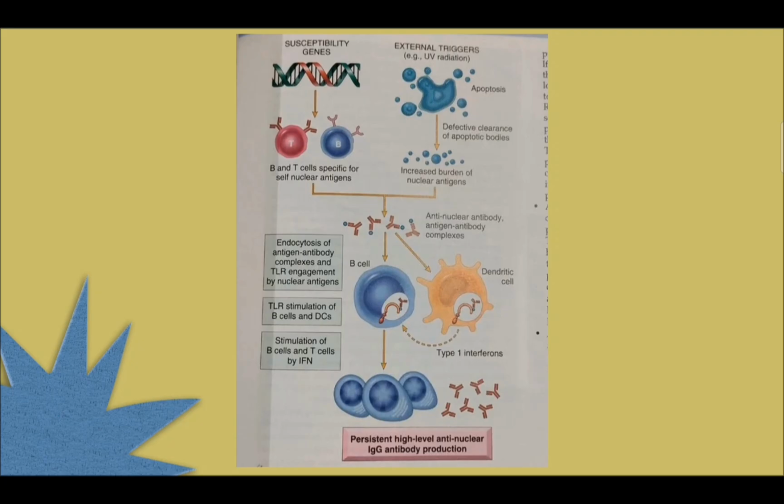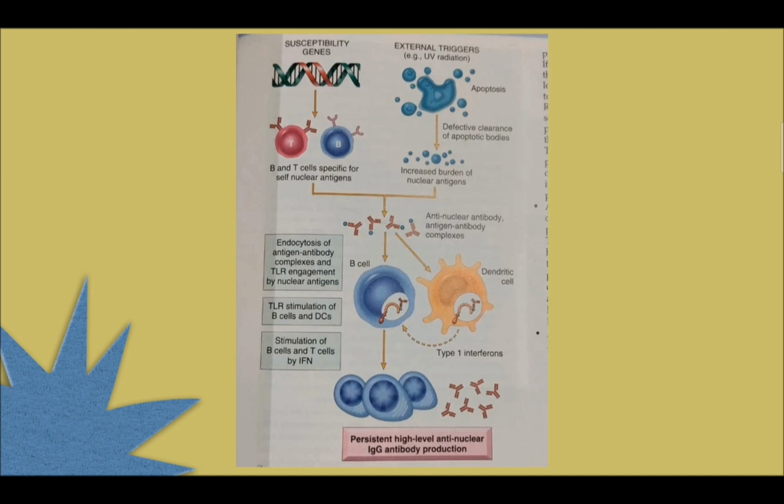TLR engagement by nuclear antigens. Nucleic acid components of the immune complexes bind to TLRs of B cells and DCs. TLR stimulates B cells and DCs. So binding to TLR stimulates B cells to produce autoantibodies, and activates dendritic cells to produce IFN alpha, which stimulates B and T cells to further amplify the immune response and cause more apoptosis.